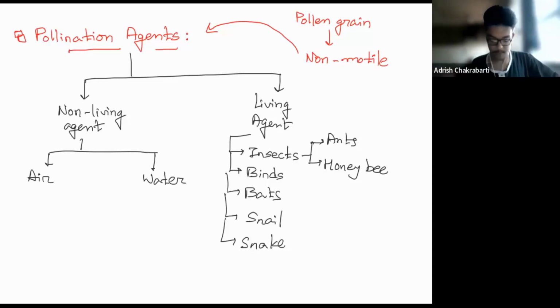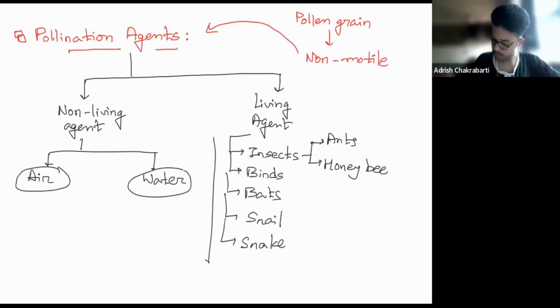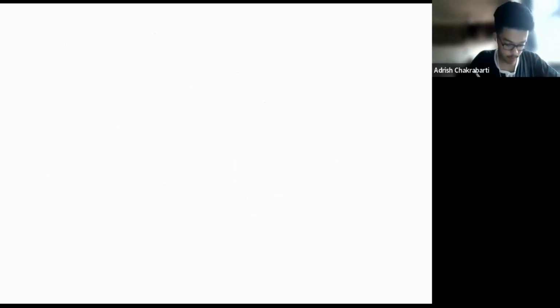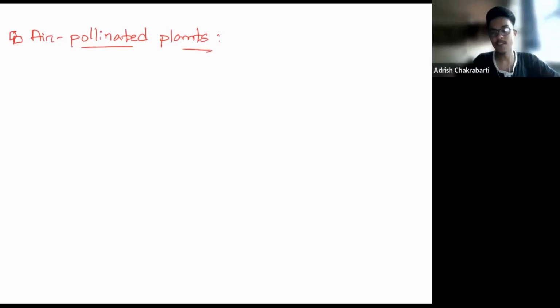Agents of pollination. Okay. So now first we are going to cover air, water, then we are going to go to these. First is air pollinated plants. As the name suggests, plants in which the pollinator is air. So air is acting as a pollinator in this case.